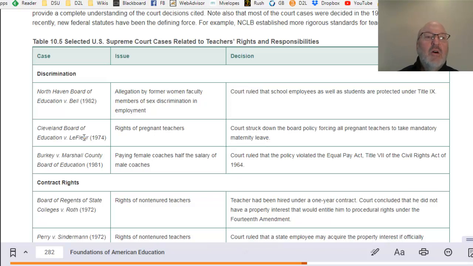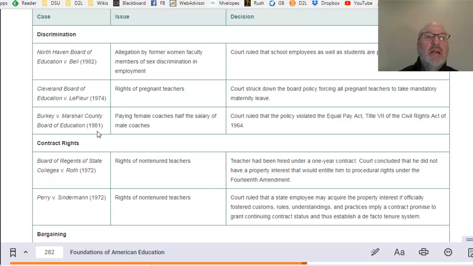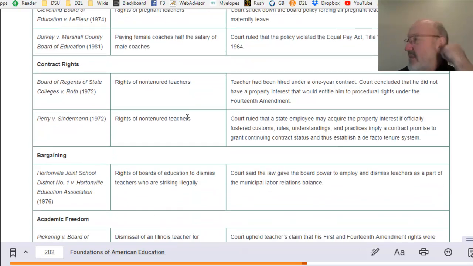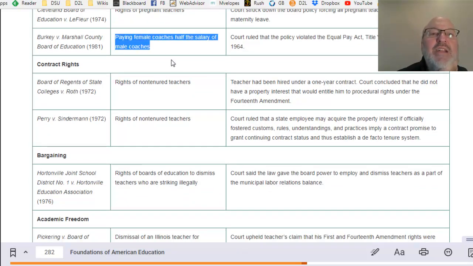Okay, so here's another one. 74, court struck down the board policy forcing all pregnant teachers to take mandatory maternity leave. Here's another one from 81. Court ruled that policy violated the Equal Pay Act, Title VII, and the Civil Rights Act, paying female coaches half the salary of males. Okay, so you see some of this made sense. And the thing I would say to you is I can't believe this had to go to court to make that happen.